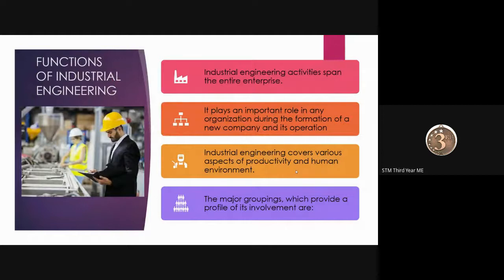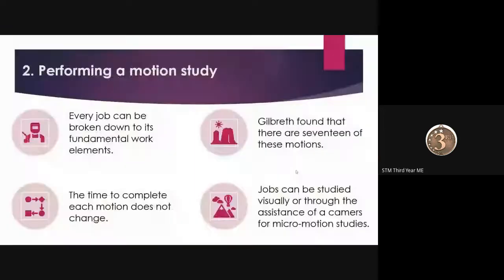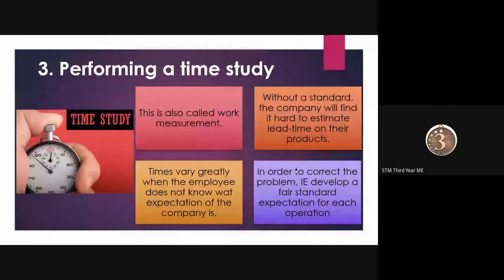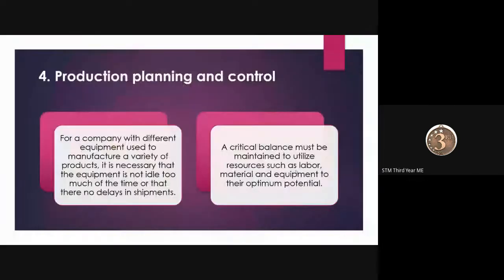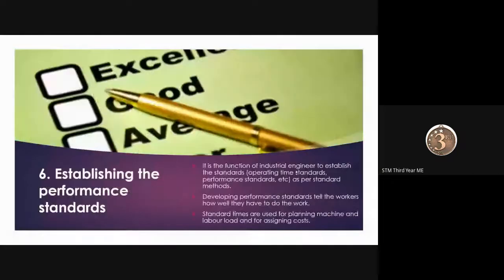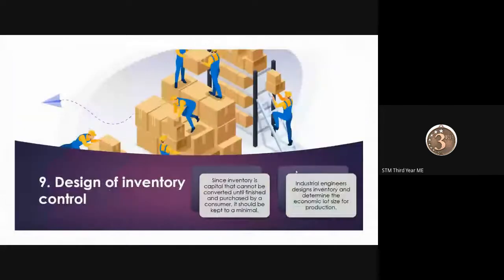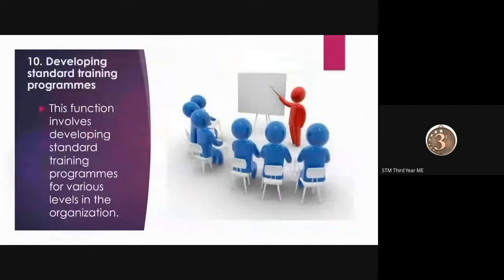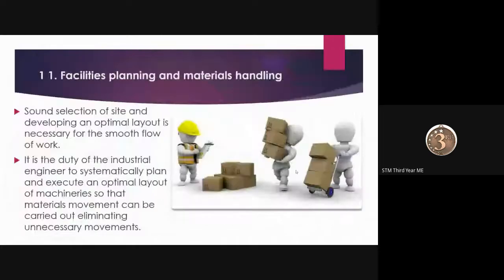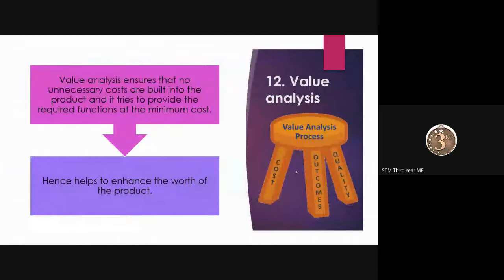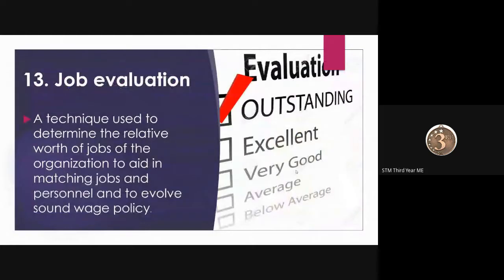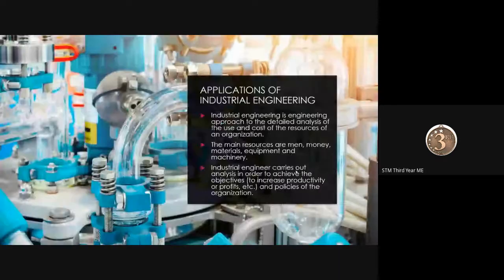Functions of industrial engineering, 13 points: method study, motion study, time study, production planning and control, human resources, establishing the performance standards, statistical quality control, quality, design of inventory control, developing standard training programs, facilities planning and material handling, value analysis, and the last one, job evaluation. So these are the points coming under functions of industrial engineering.